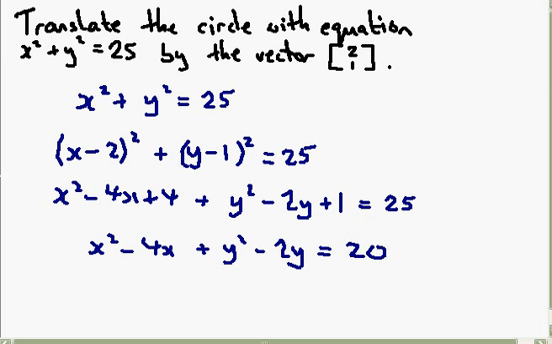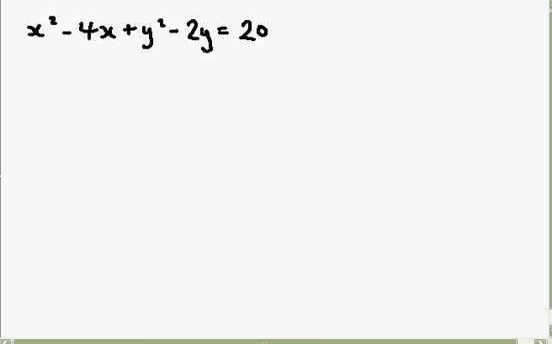Now suppose that we're given this equation, and we are then asked to find the center of the circle and the radius. You can't just read it straight off from what we've got there. So what we're going to have to do is get it back into the form that we had before. And the way to do that is through completing the square.